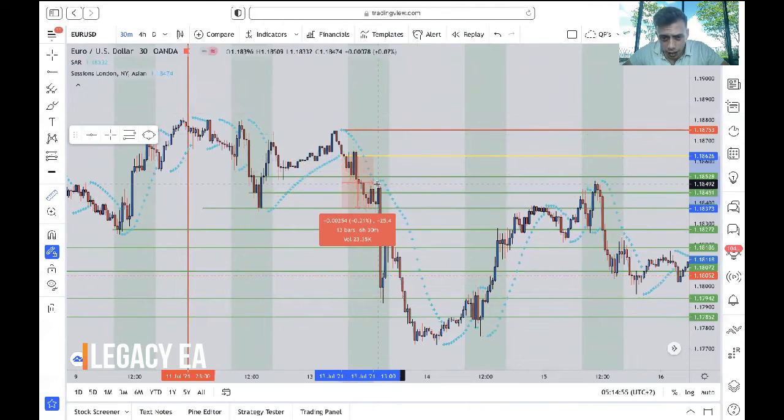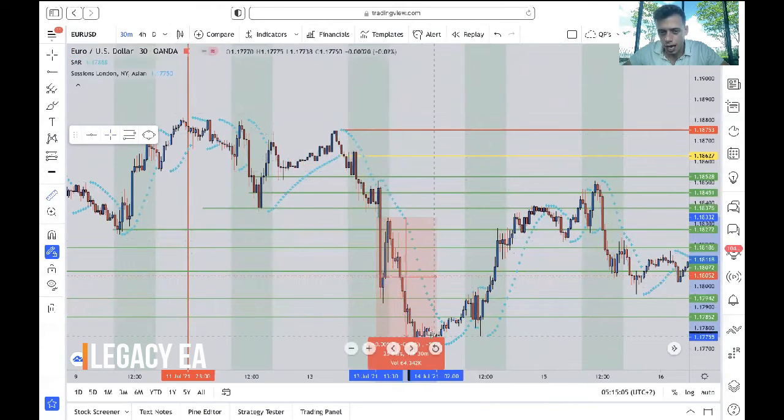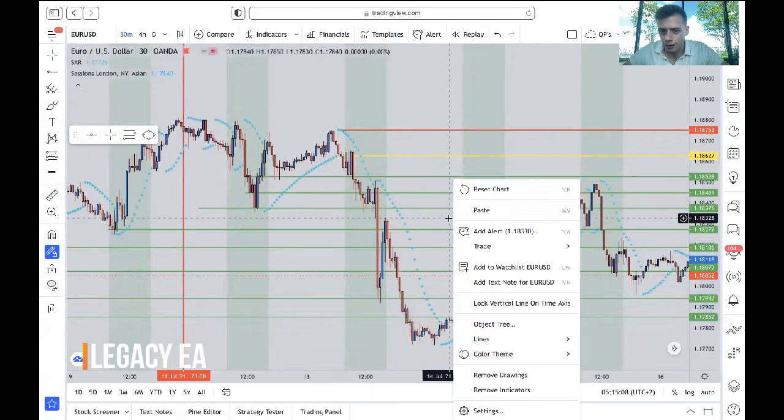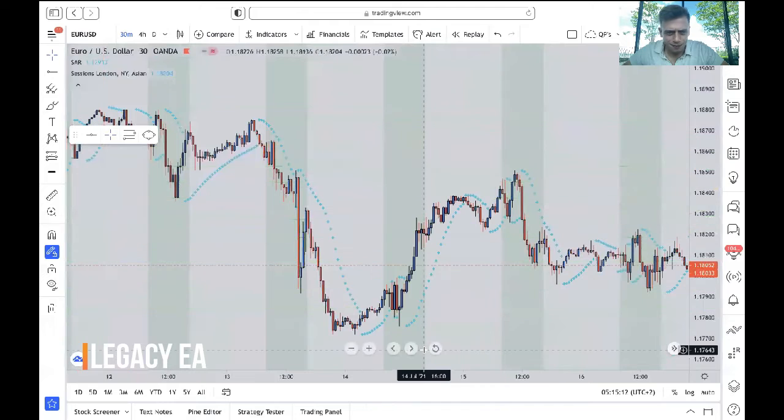Here would have been a little buy. See right here, it was 1 pip in profit, and then it just drops against you, 16 pips, double lot size, and you would have had so much profit being made on that day. All right, so a very profitable day.